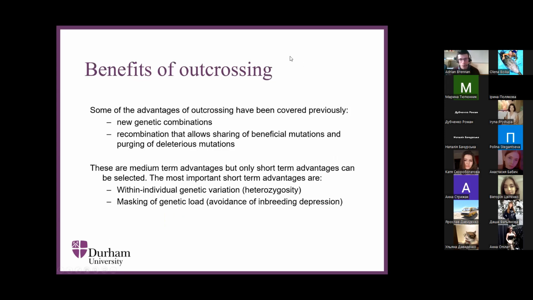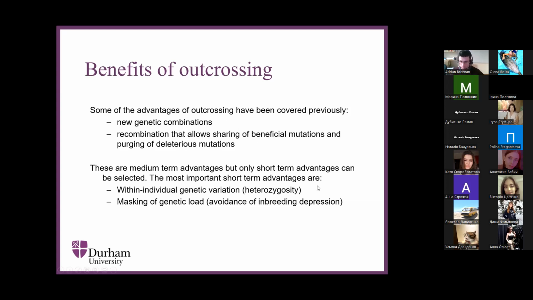So at the beginning of the lecture, we discussed some reasons why outcrossing is advantageous. It generates new genetic combinations, and it allows for recombination to share beneficial mutations and to purge deleterious mutations. So these are great evolutionary advantages. But of course, selection works on the here and now. Are you fit in this moment?